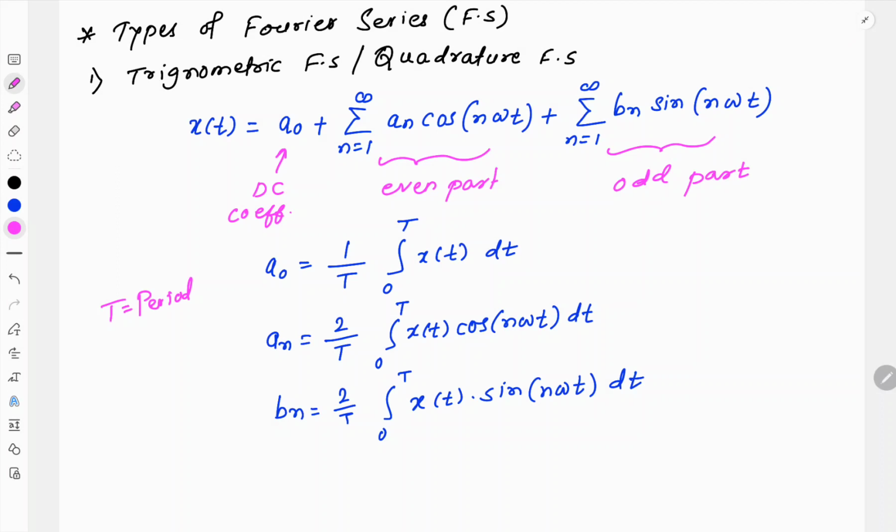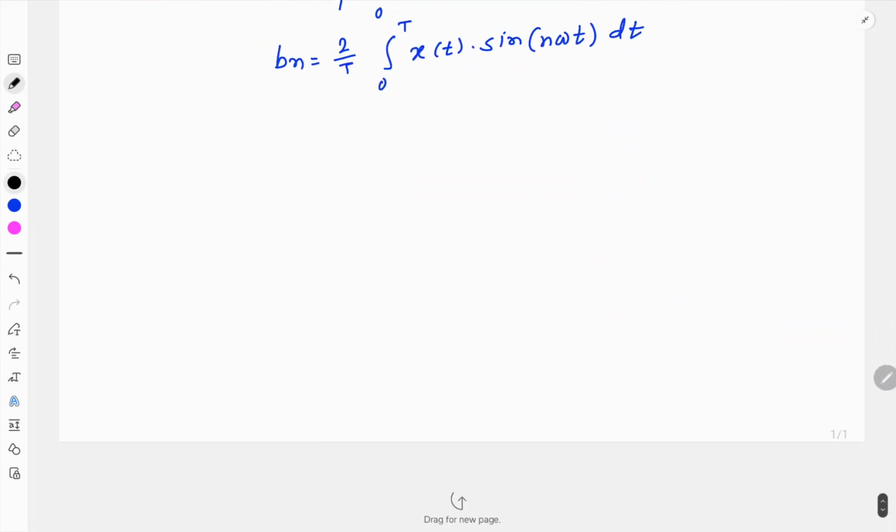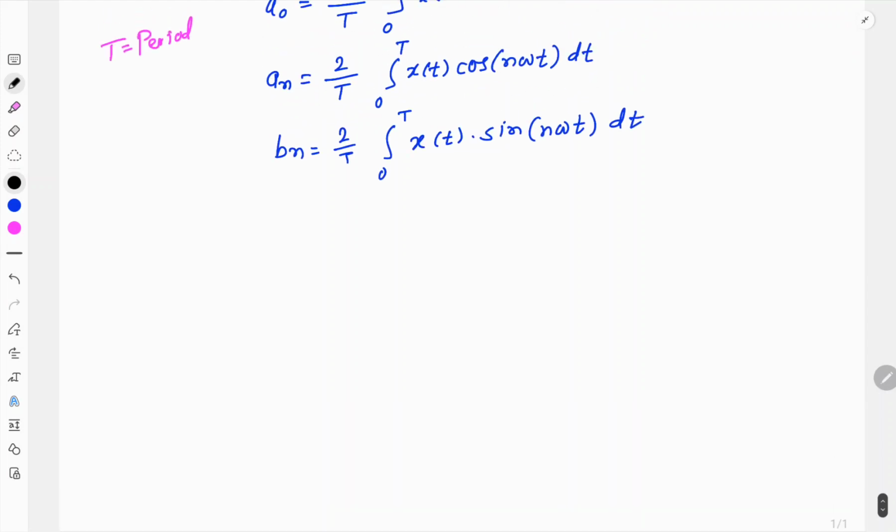The second type of Fourier series is exponential, or it is also called complex Fourier series.